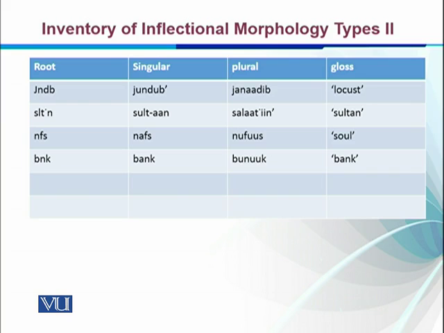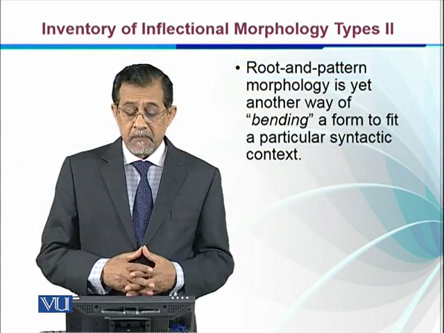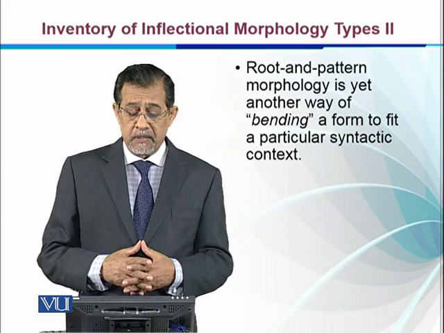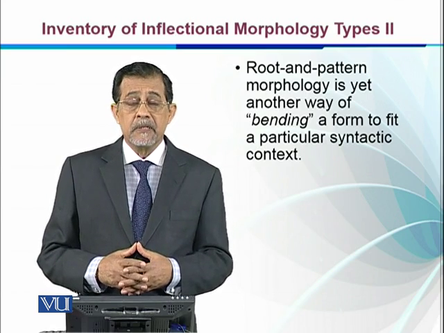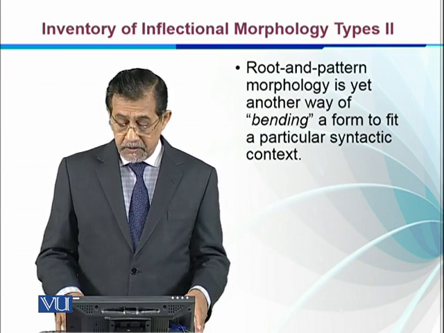Nafs and nufus, soul. Similarly, bank and bunuk, bank. So you can see how a loan word, an English word, is fit into this type of morphology. Root and pattern morphology is yet another way of bending a form to fit a particular syntactic context.